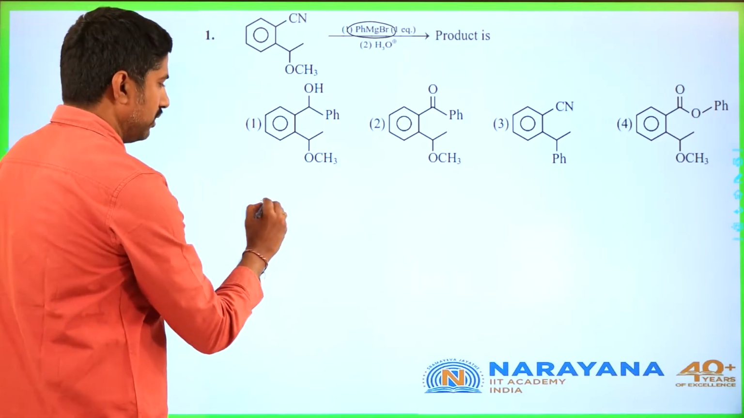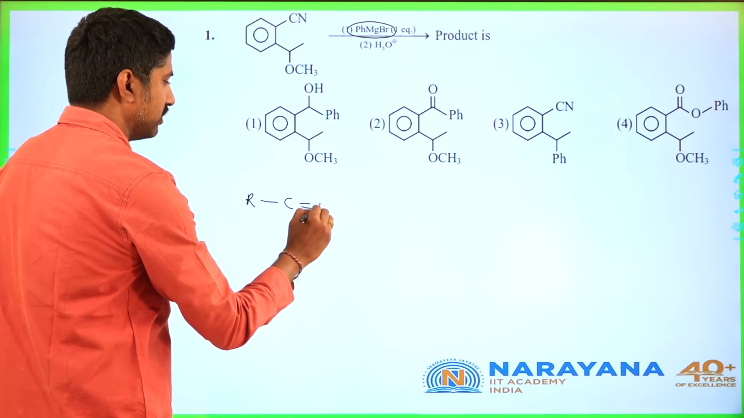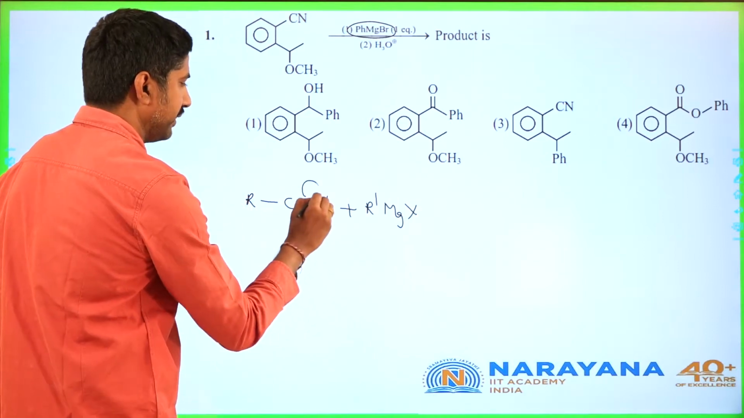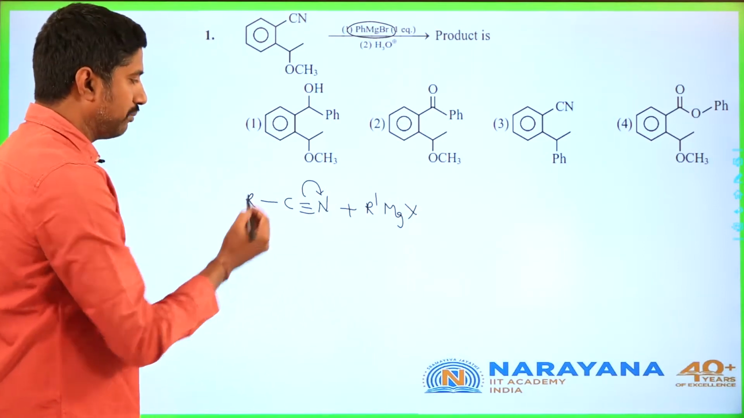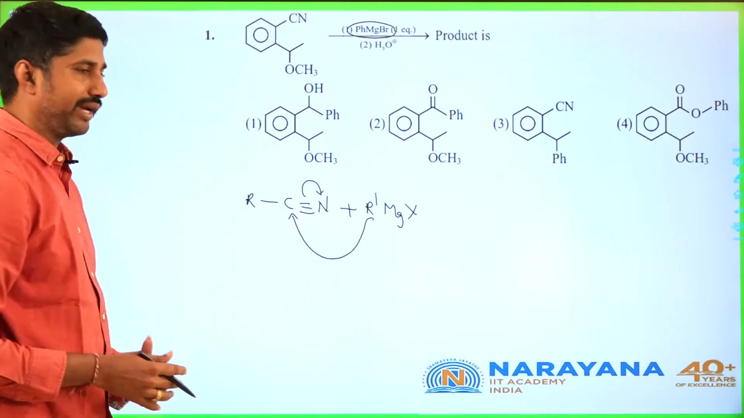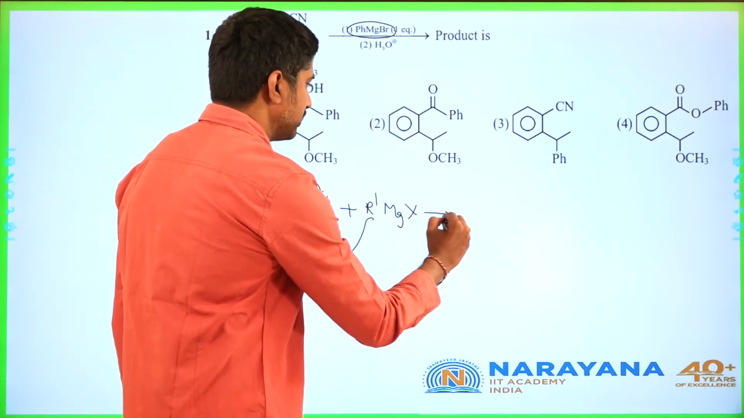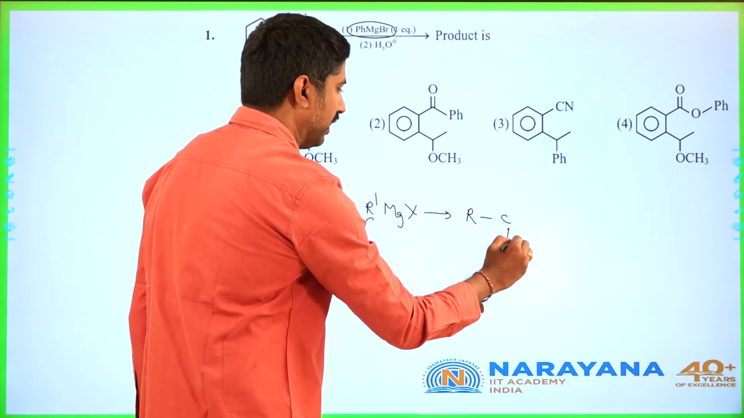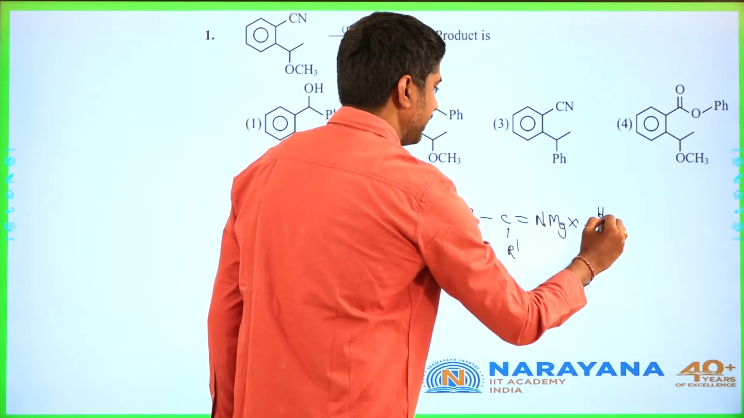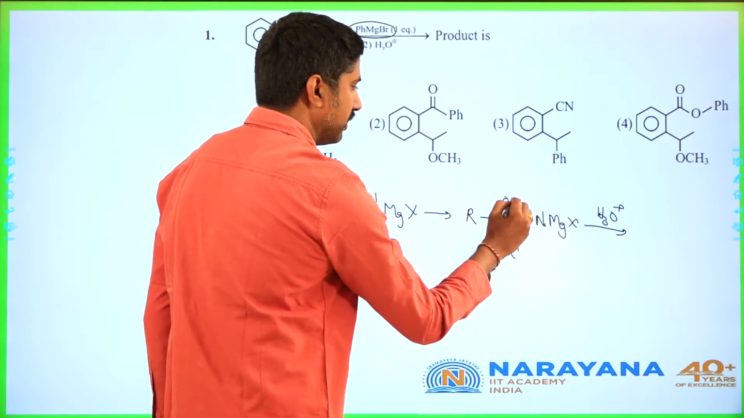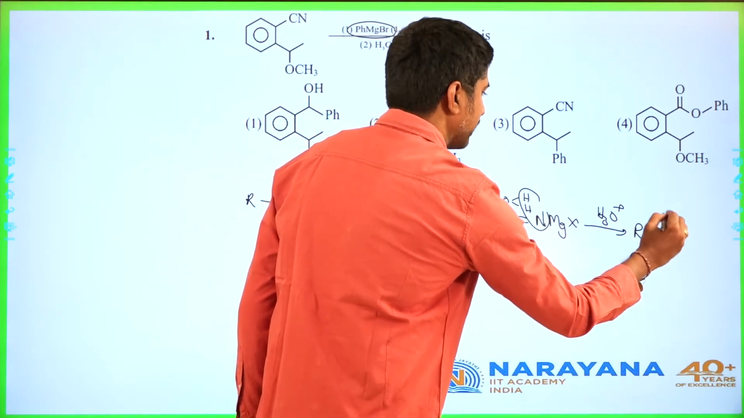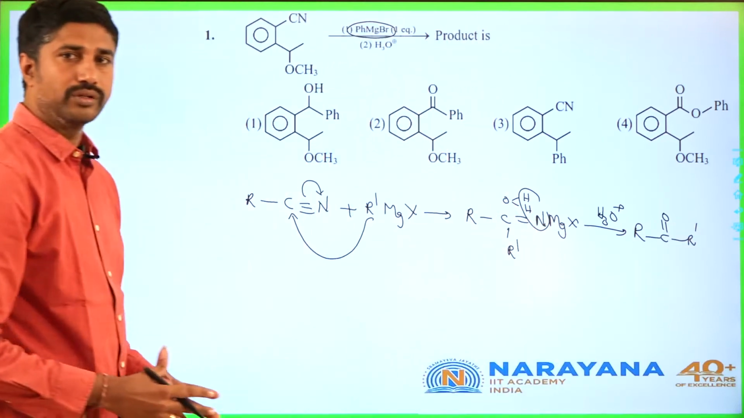So we can say that the RCN cyanide reacts with R' MgX. By shifting these electrons to nitrogen, this carbon now becomes positively charged, and the R' of R'MgX is going to attack the carbon here, so the resultant product we get is R'C=N MgX. When you do hydrolysis, the final product we get here is a ketone. So we will get a ketone.